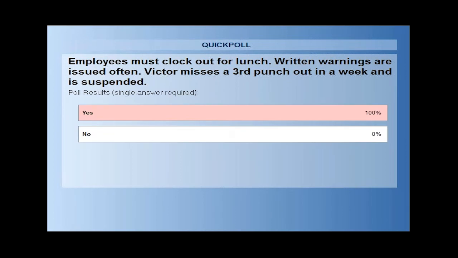Yes, 100% right, there is just cause to issue discipline. Victor did it 3 times in 1 week. It's very likely that he got a written warning, a written reprimand, and then a suspension the third time.